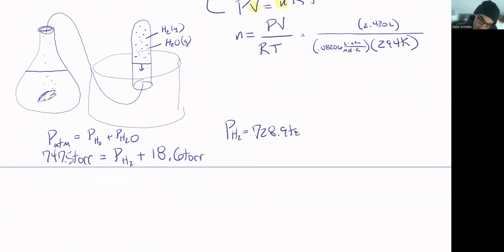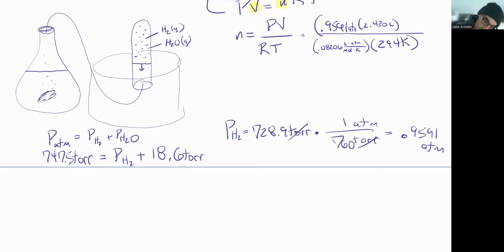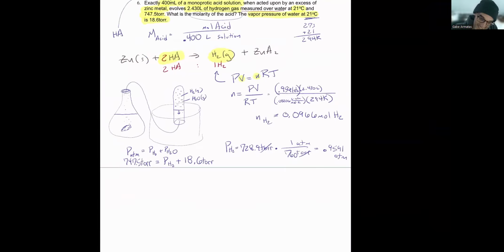728.9 torr. I can't have it in torr. I need to get rid of torr and replace it with atmospheres. One atmosphere is 760 torr. Torr cancels, and I end up with 0.9591 atmospheres. So I can plug that in, 0.9591 atmospheres. Do the math, moles of H2, I end up with 0.0966 moles of hydrogen. Okay, almost there.